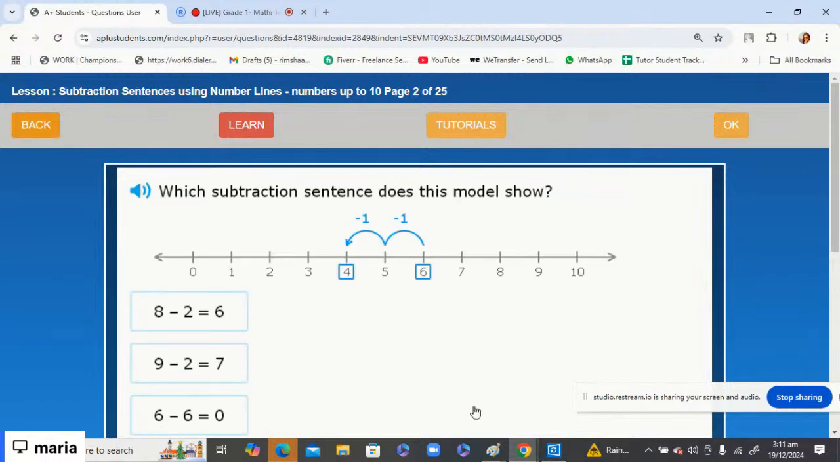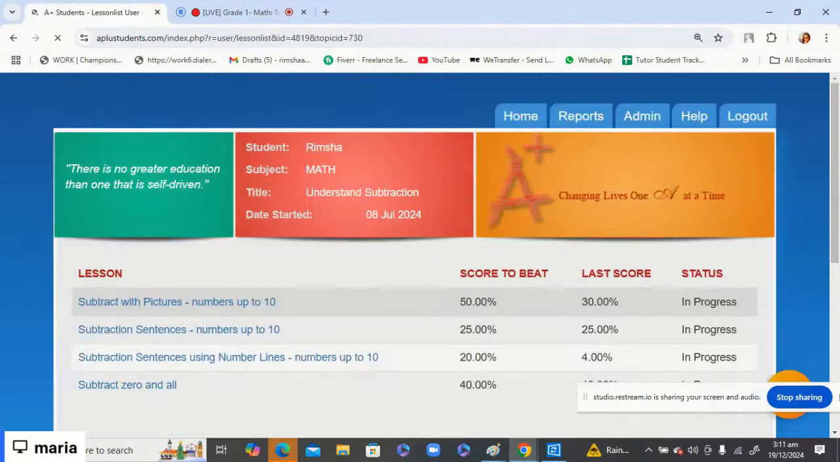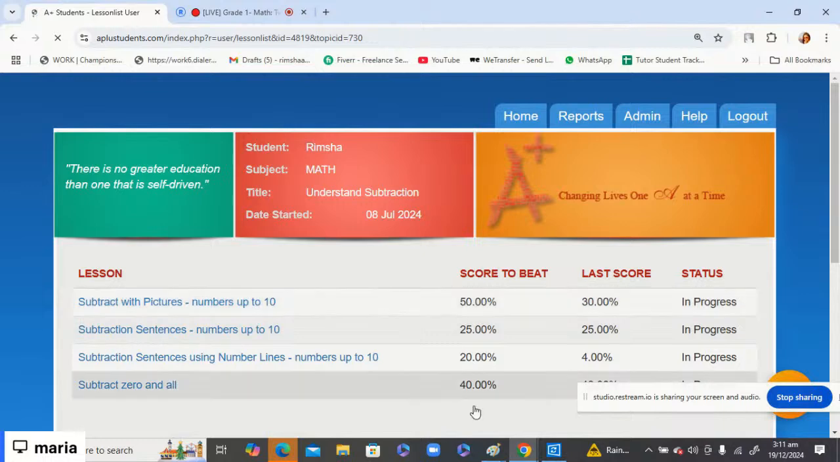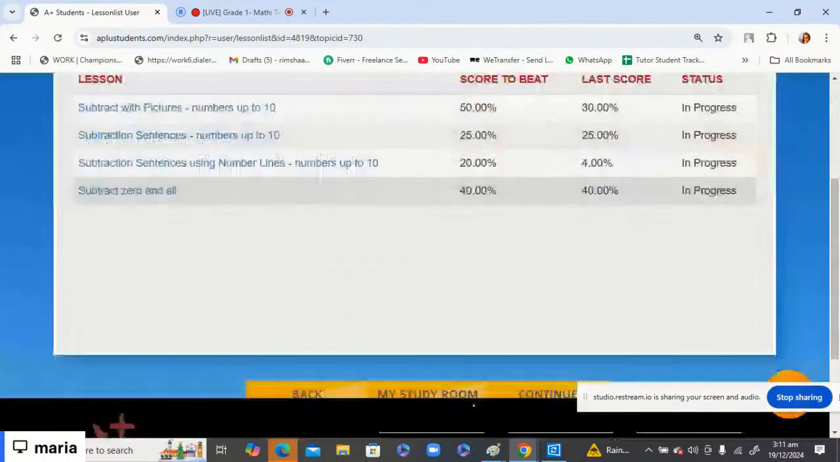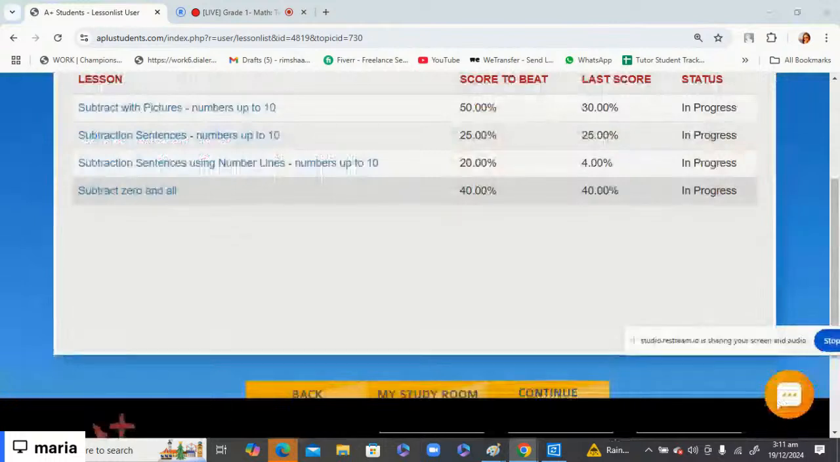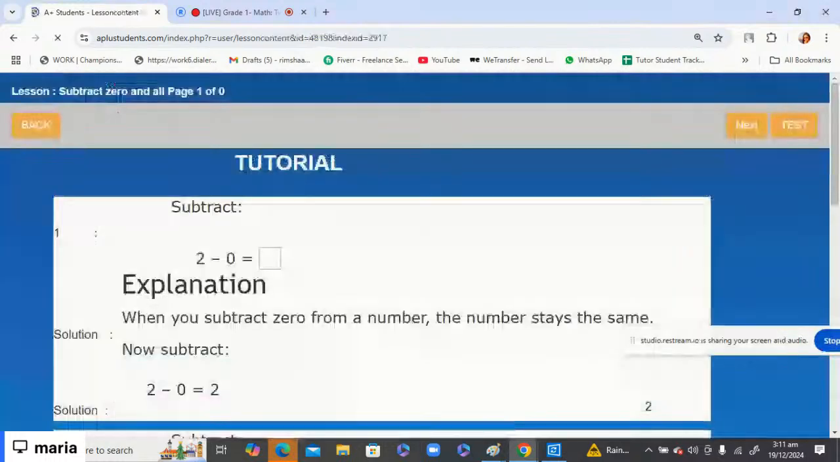Now hope you guys understand this lesson. So solve the rest of the test questions by yourself. Now let's start the last lesson of the day, subtraction with zero and all. Okay, this is the last lesson for this chapter. Then we start the next chapter.